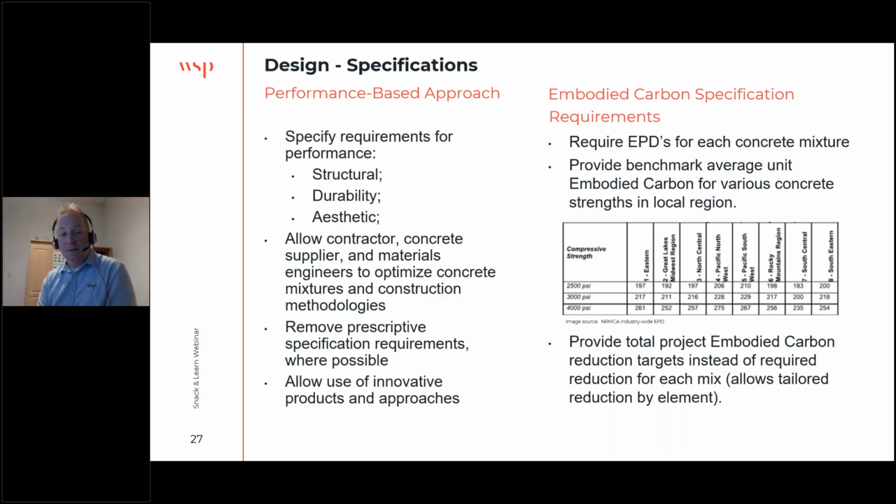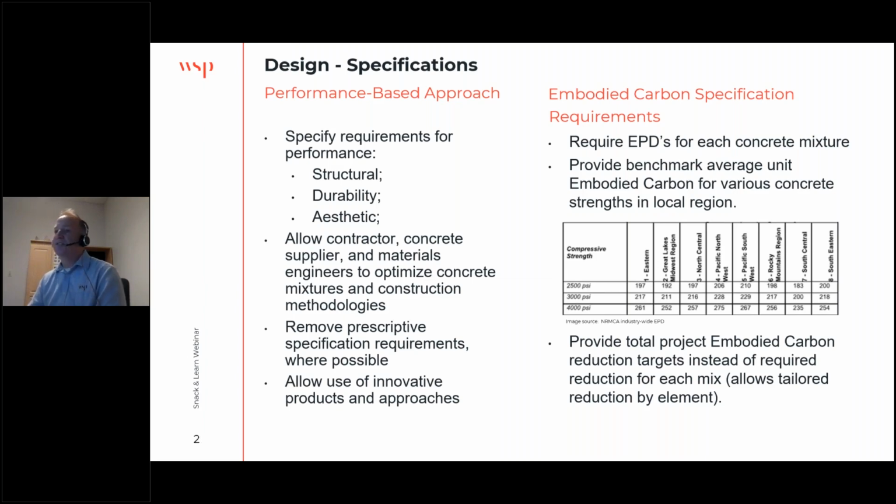And in addition to the typical requirements for structural durability and aesthetic performance, also provide a specified requirement for the submission of EPDs for each concrete mixture, and also the provision of benchmark average unit values for embodied carbon for various concrete strengths in local regions. And then also provide a total embodied carbon reduction target for the project, instead of micromanaging the project and requiring a reduction for each mix. And it can really allow for a tailored reduction by the element.